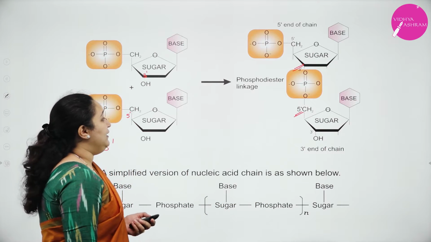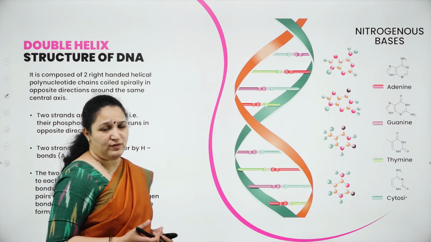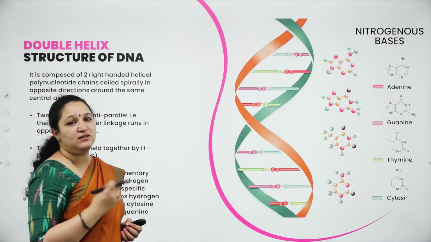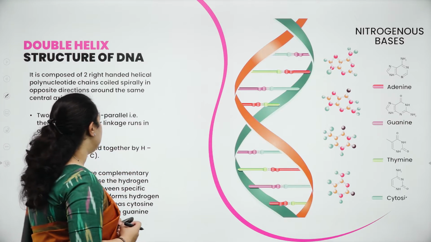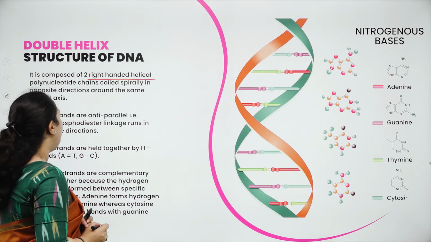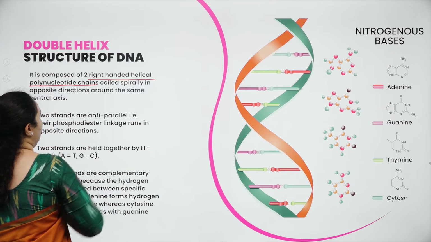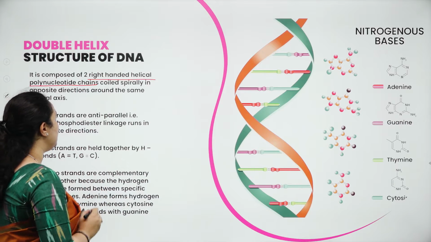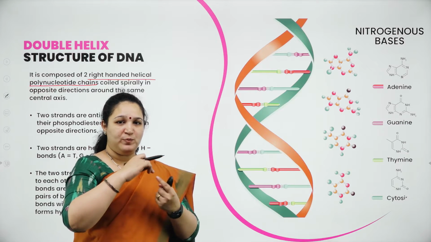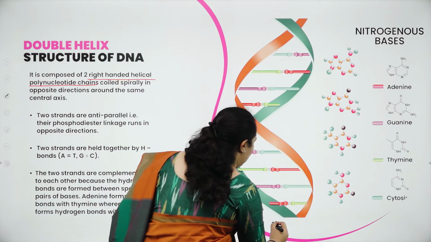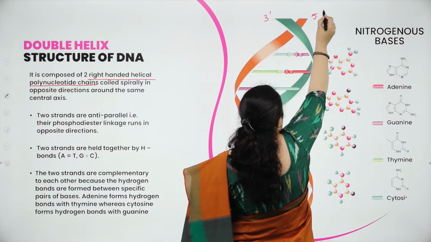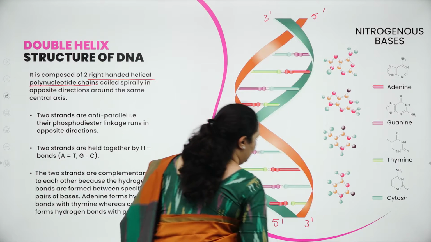Next is the secondary structure of DNA, where there is folding, which Watson and Crick explained as a right-handed helical polynucleotide chain coiled spirally in opposite directions around the central axis. If you have this as the central axis, they are in the opposite direction. That is, to be very simple, if this is from the 5 prime to the 3 prime end, the other comes in the opposite direction, 5 prime here, and this will be the 3 prime end.